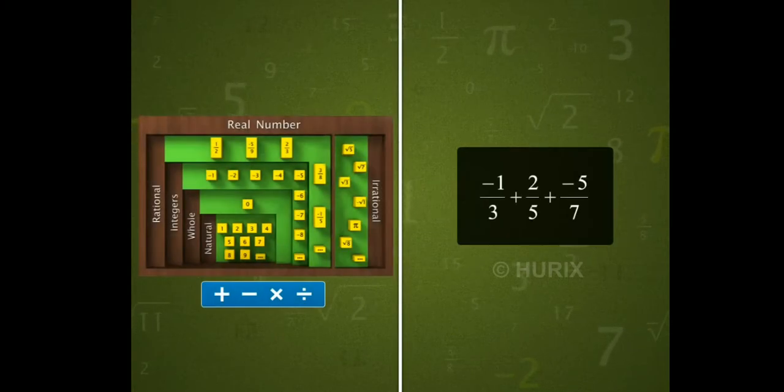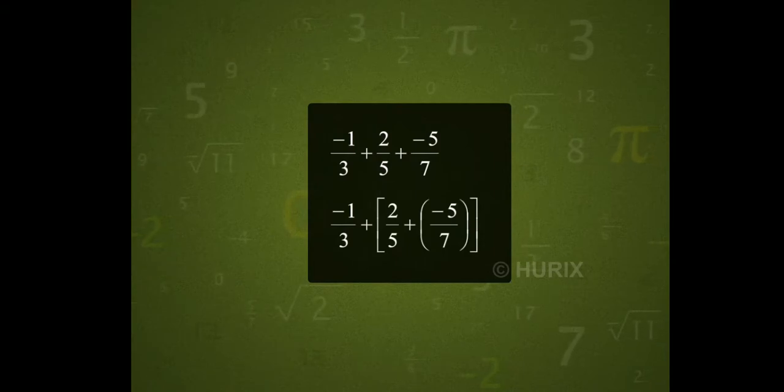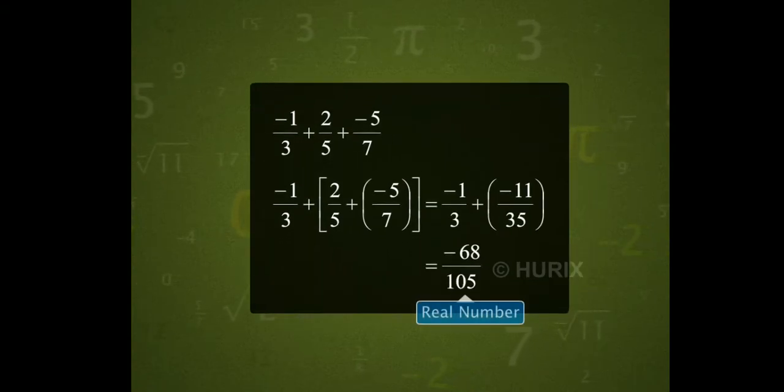How will you add these real numbers? Let's add 2 upon 5 and negative 5 by 7 first. Now we add the negative 1 by 3 to the sum. The final sum is negative 68 upon 105.